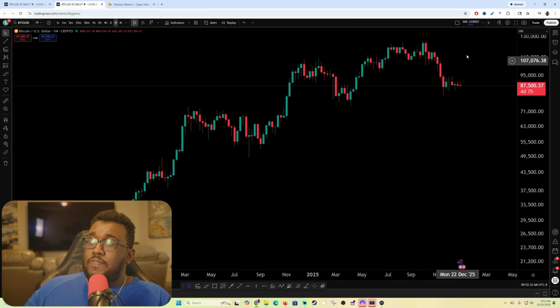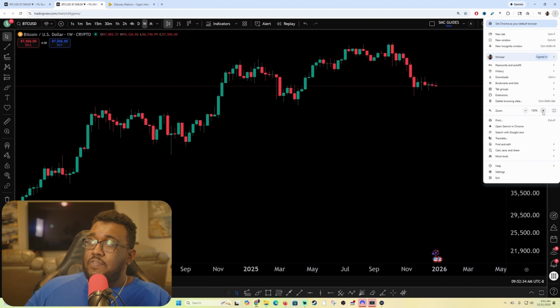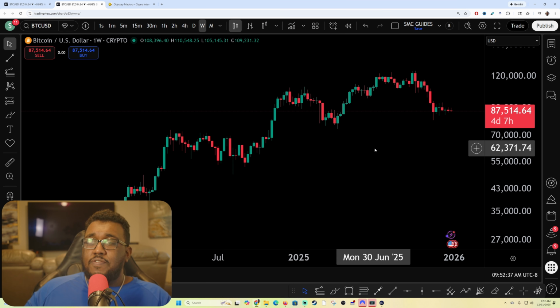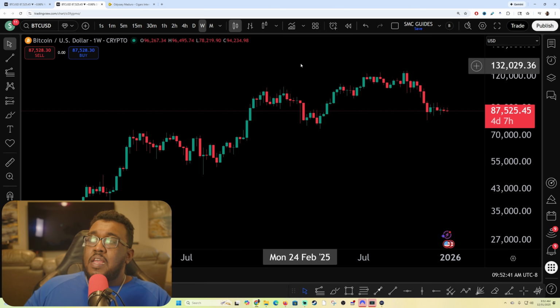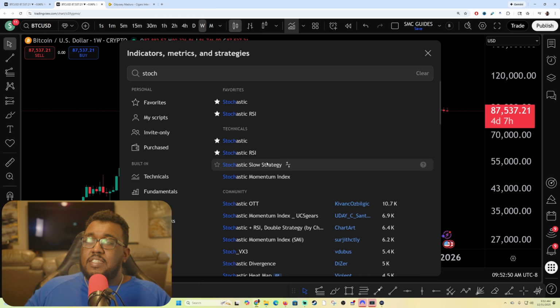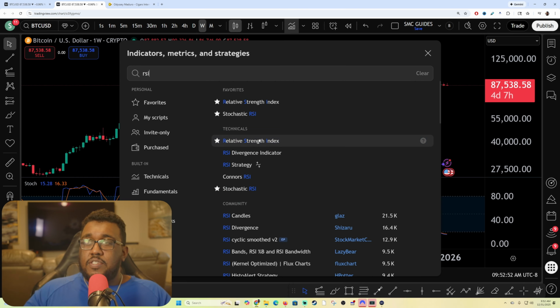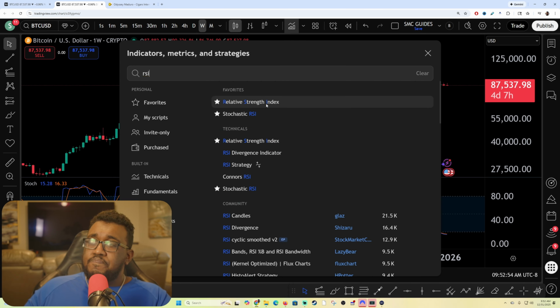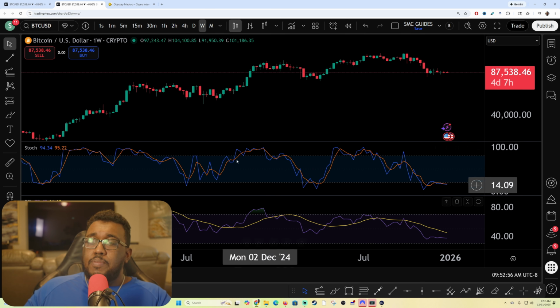Now, what we're going to be doing first is zooming into 175%. This is optional for you. This is mostly for me, just so you guys can see exactly what I'm doing without having to zoom in. Next, I want you to go over here to indicators, metrics, and strategies, and you're going to be adding on 2 indicators onto your charts, all right? The first one is going to be the stochastic indicator. The second one is going to be the RSI indicator. And then you're going to see them both pop up right here.